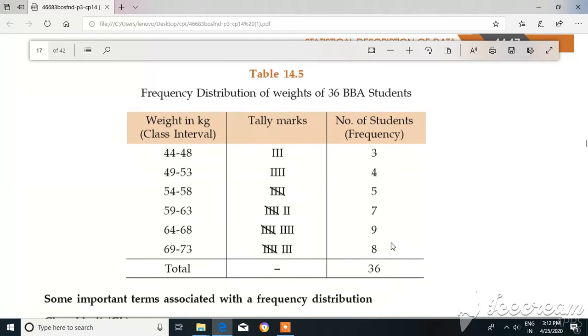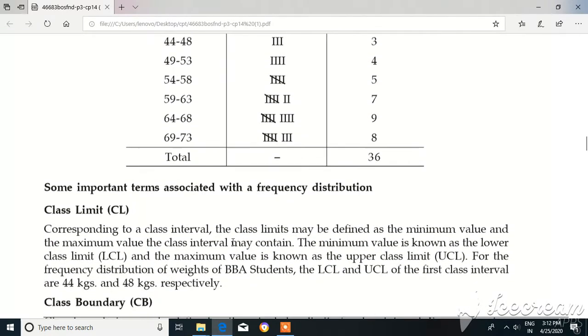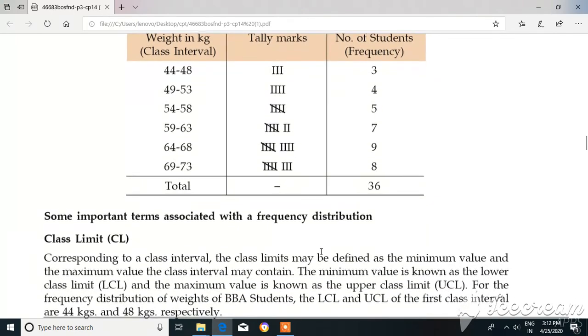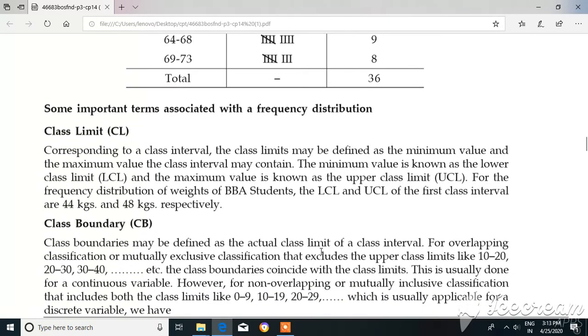answer should be 36. Why? Because the total number of students is 36. Okay, so this is the frequency distribution in terms of class interval. We are going to consider all this frequency distribution in measures of central tendency, dispersion, regression, correlation. So all these are useful for those chapters.